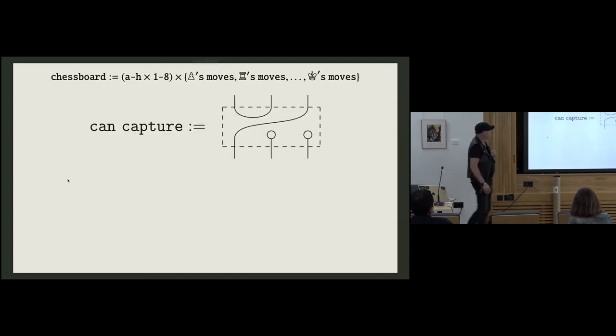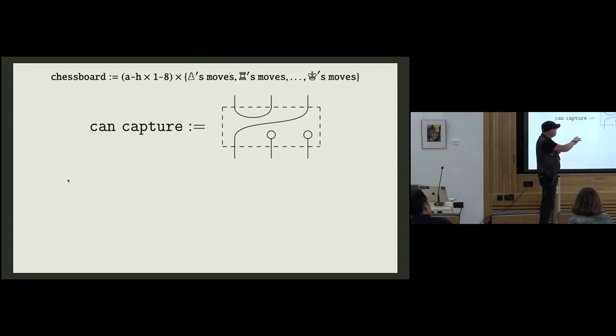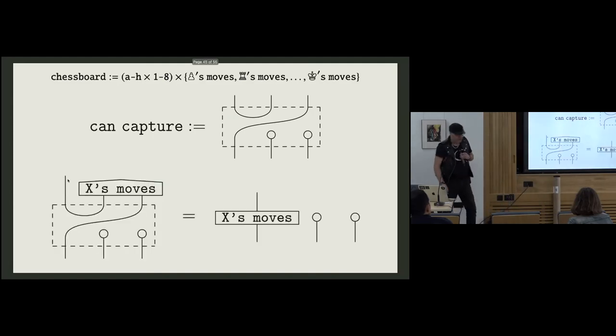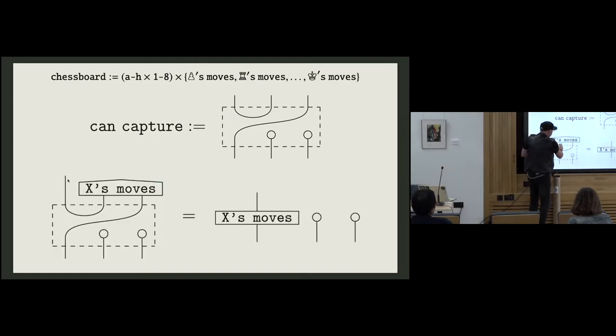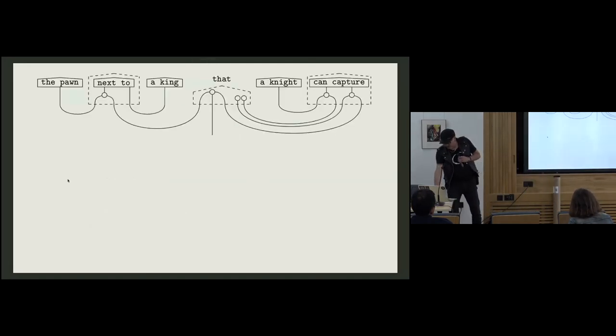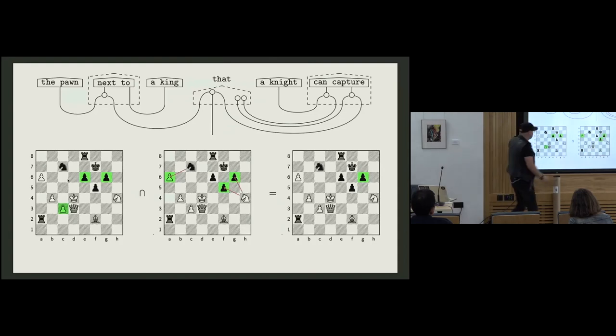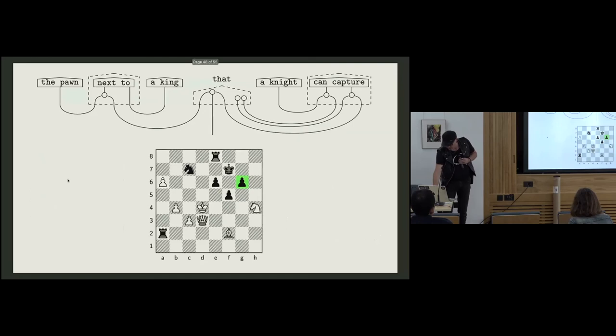And then there is a way to model can capture in a very elegant way, just using wires. So this is can capture. This is the meaning of can capture for us now. And it works because these two wires represent the agent space, the capabilities. So you stick in X's moves here, and then you effectively get X's moves out. And then if you compute it all, this is another conjunction between this part and that part. You intersect these two, and then you get it. So it works out nicely, so that's cool.